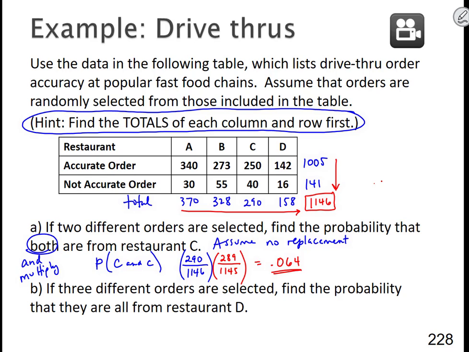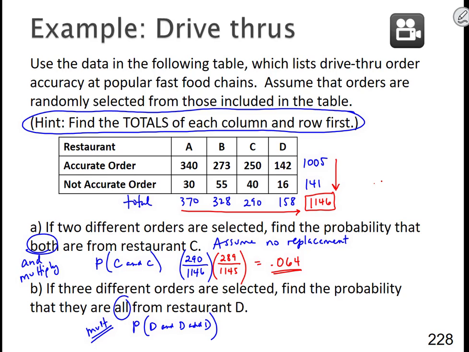Here's another one, part B. If 3 different orders are selected, again, we assume no replacement, without replacement. Find the probability that they are all from restaurant D. All is another word that means and. We're going to multiply. So we're looking for the probability of D and another D and another D.